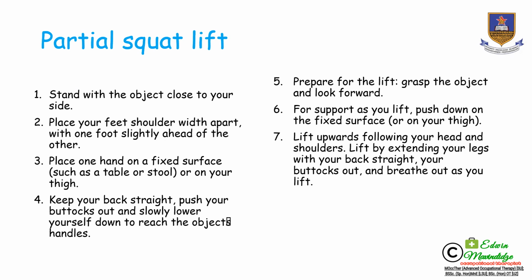What you want to do is place your hand on a fixed surface, on a table, if you want to do a one-hand lift. So you want the other hand to be on some stable surface. And you want to keep your back straight. Push your buttocks out, slowly lower yourself to the level of the object. Then once you do that, prepare to lift, to grasp the object by the handles.